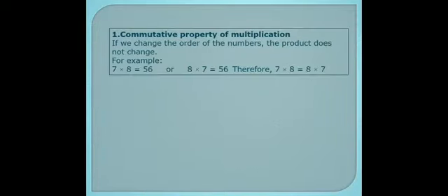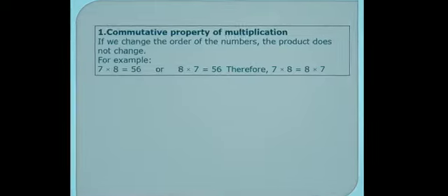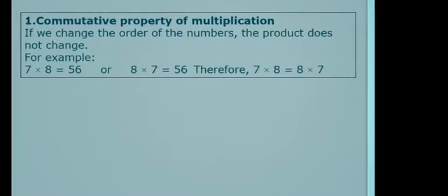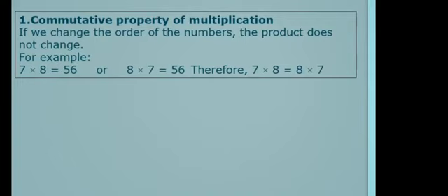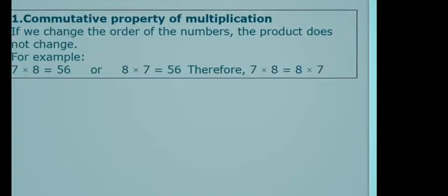Let's come to the properties of multiplication. Previously we have studied the properties of addition as well as subtraction. So here are a few properties of multiplication. The first property of multiplication is the commutative property of multiplication. Now what does this property say? If we change the order of the numbers, the product does not change.